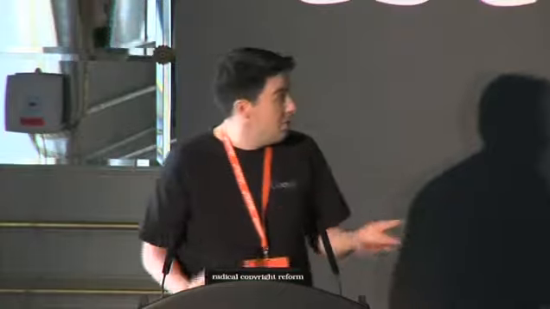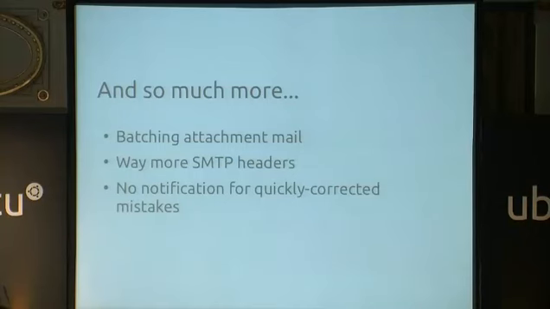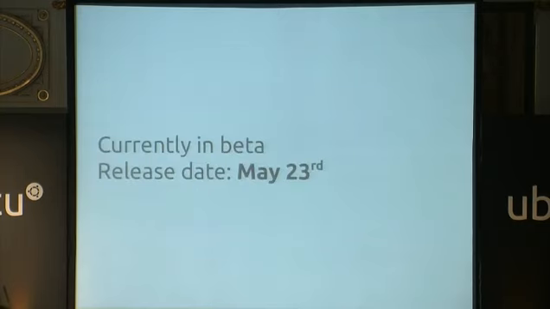But there's also a bunch of stuff related to that. There's way more SMTP headers, we're batching attachment mail, and if you make a mistake and correct it, you're not going to get a mail about it. This is currently in beta. If you join Launchpad beta testers, you will get these features. We're releasing them live on production on May 23rd.